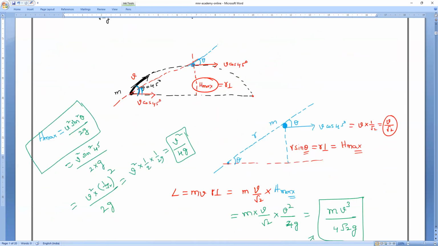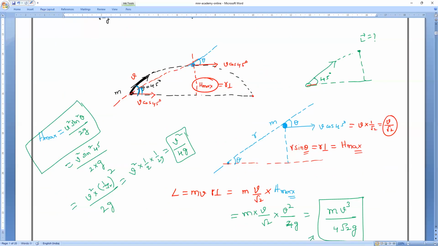So once again, I'll explain, all of you observe. When a ball is projected at a 45-degree angle, it will reach the maximum height. At this point, what is the angular momentum they are asking? That is the question. So now what we have to do here?